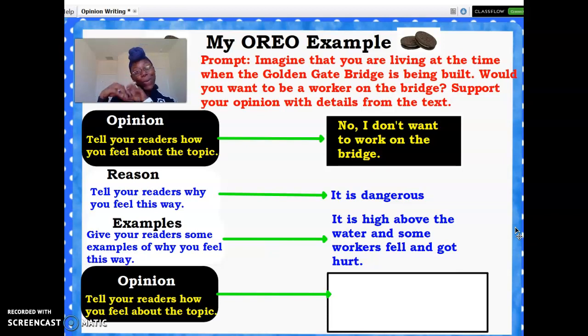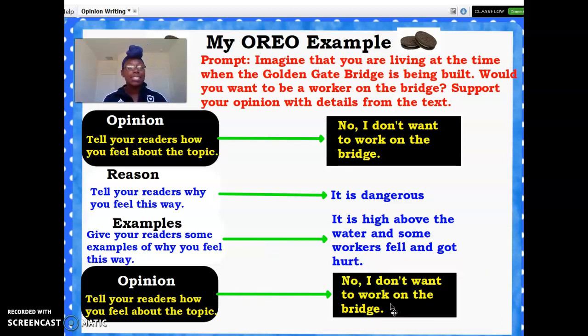Now, my O, I'm closing it out with my, if you said opinion, give yourself some shine. I'm closing it out with my opinion. This is the easiest part because all I do is I restate the opinion that I used before. So, no, I don't want to work on the bridge. So I know that was a lot, but let's go through it one more time before you guys get to do this on your own.